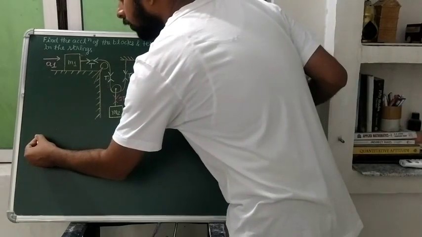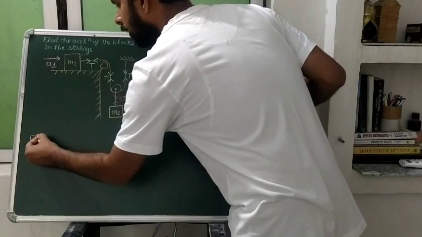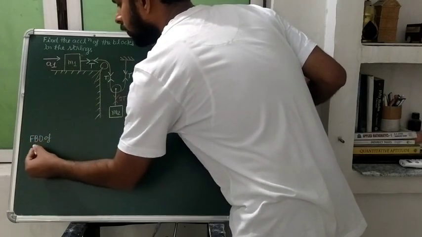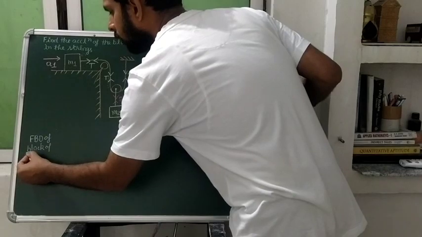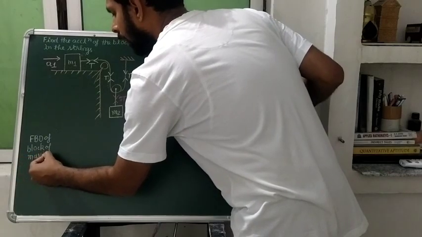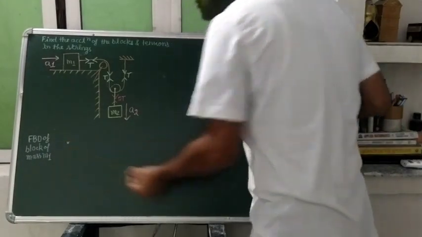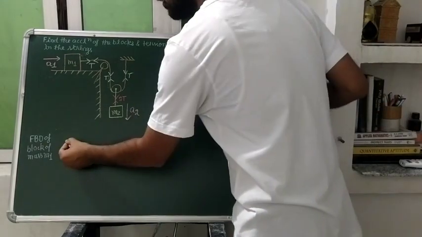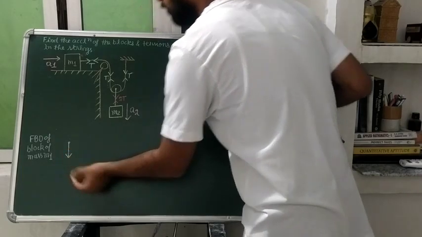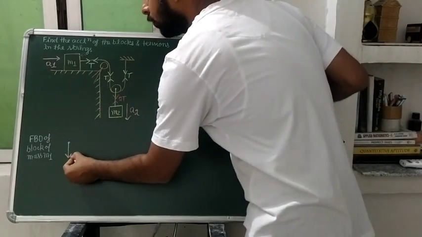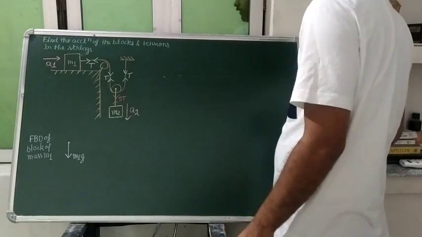So obviously, when we are looking at the FBD of block of mass m1, due to the contact present there, first, the force due to gravity will act, which will always be in the downward side, and that will be equal to mass times the acceleration due to gravity, m1 g.